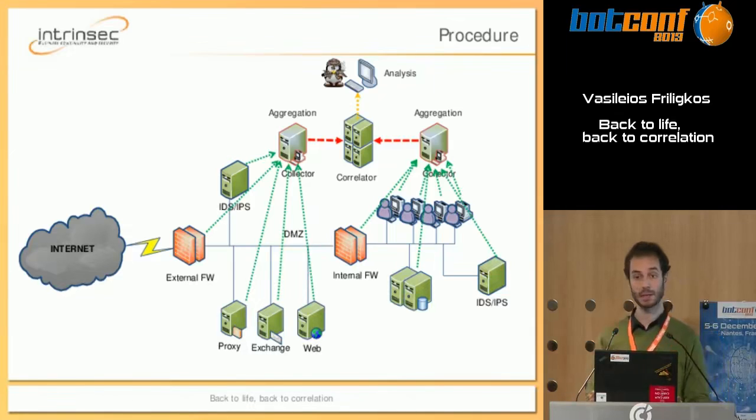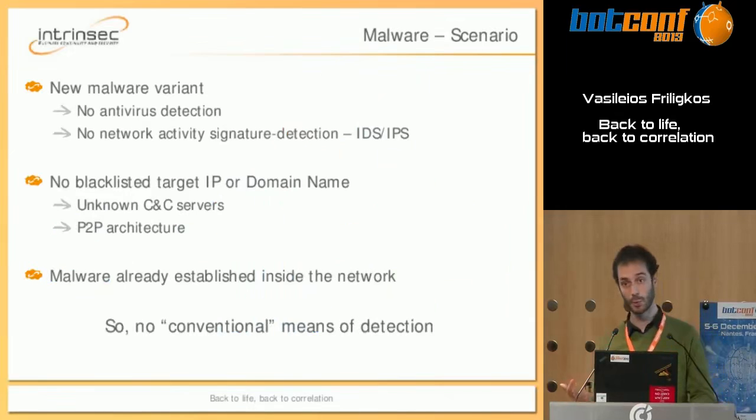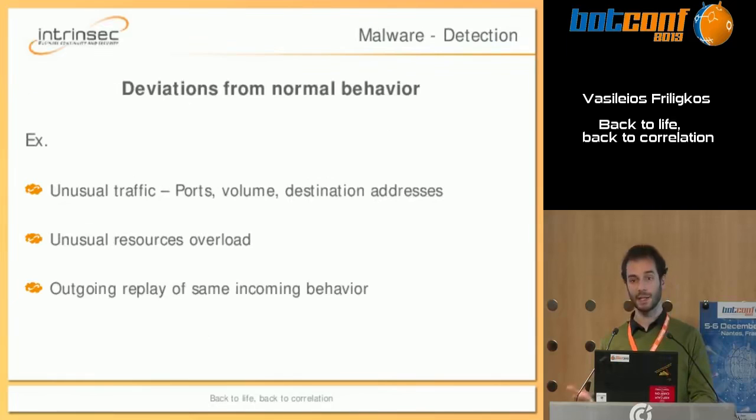So, let's take a scenario where we could apply all that. Let's imagine we have a new variant of a malware, meaning there are no antivirus detection signatures, no IDS signatures. We cannot rely on blacklists, URLs or IP domains. And let's also suppose that the malware has already infected the network. We have no infection vector to detect. So more or less we can say there are no conventional means of detection. We cannot rely on antivirus companies, on researchers, on anything like that. What can we do? We can still detect deviations from normal behavior.